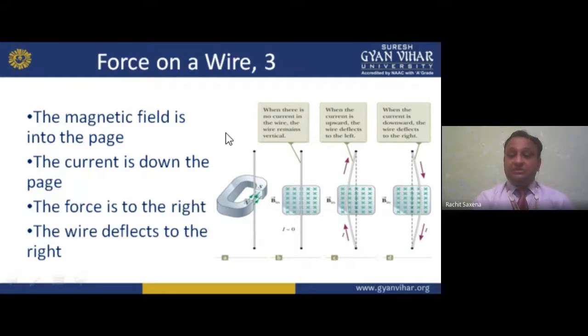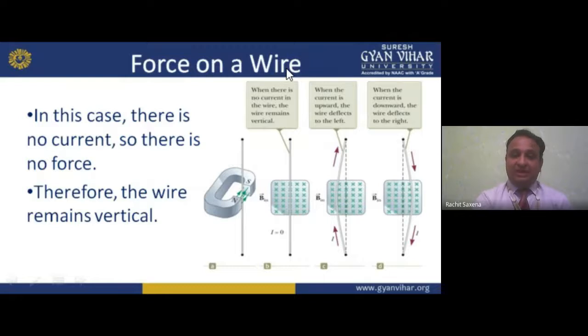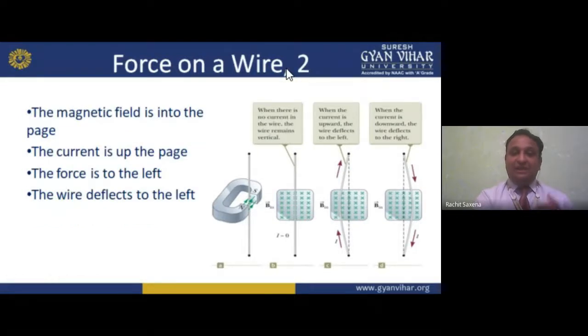Now, first the magnetic field is into the page. Now, the second case, force on a wire. This is the main case. I am assuming that the magnetic field is into the page. So what happens on the left, if the current is upward?